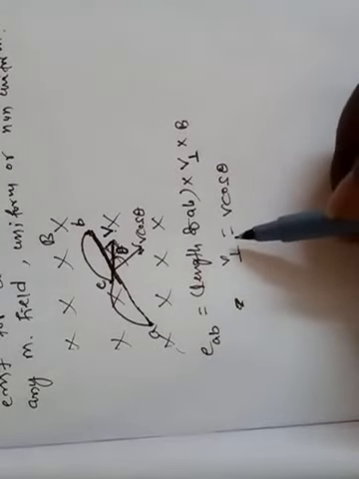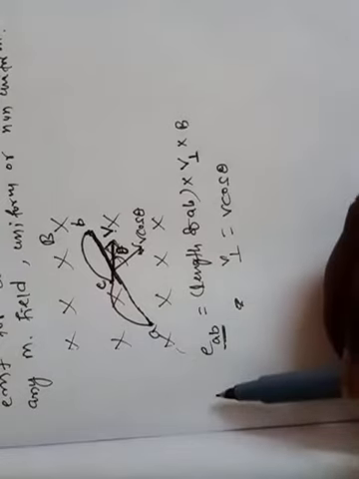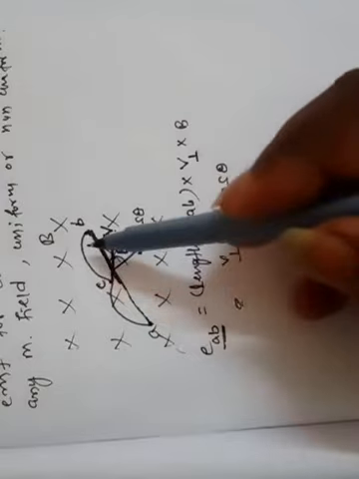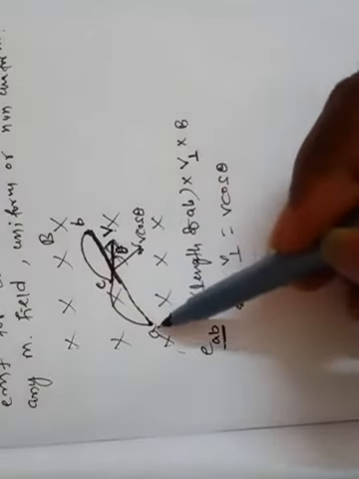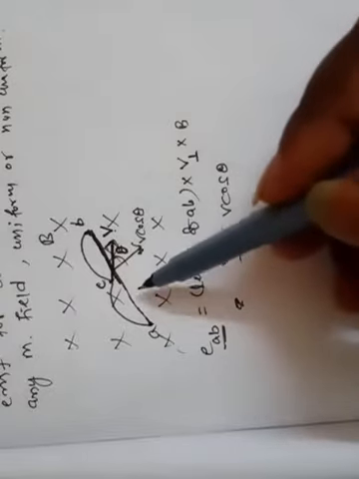So this is the way to apply the induced EMF for any shape of the conductor. Instead of taking the total length of that shape of the conductor, directly take the effective length between the two free ends of the conductor. In any case, this can be applied.